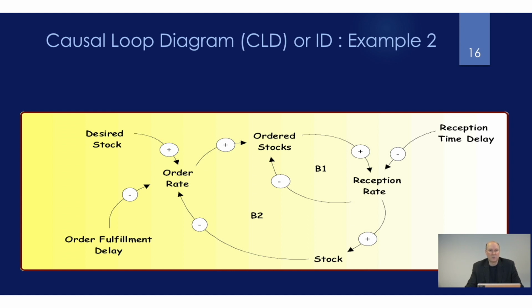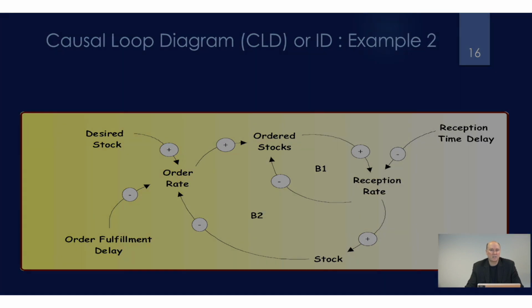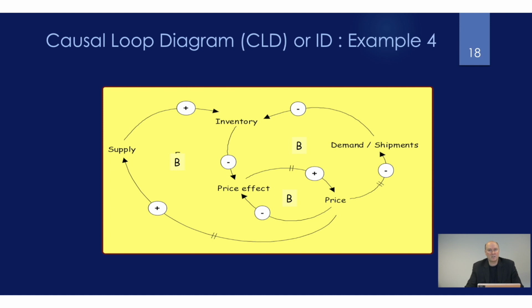And as you flip through, you will see more examples that illustrate some of the relationships. For example, on example 4, we are looking at supply and demand and the influence of the inventory on the price effect and the effect of price on the price effect and so on, only to illustrate that there's a series of balancing loops that are interacting and eventually causing economic cycles.